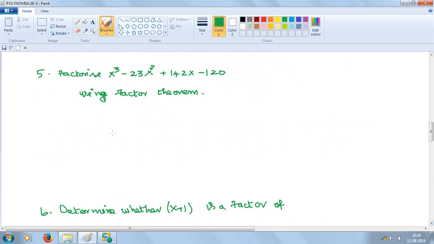Now the same problem comes to you. So for the 120, we have to take the clue from the last digit.